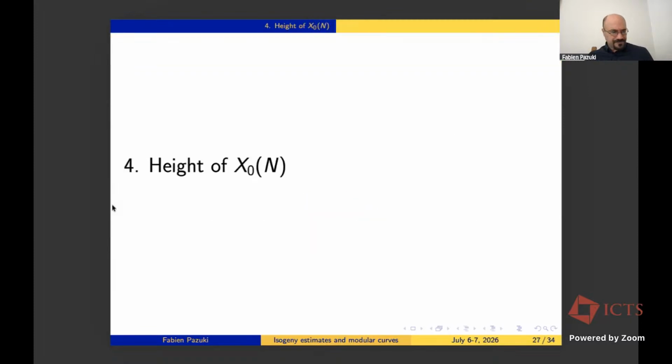And now we can finally reach the final section. So I'm going to talk about the height of X_0(n). But now I know a lot of things. So I know X_0(n) is a curve. I know it's projective. I know it has a Jacobian. So there's an abelian variety in the game. So I can actually attack this question of height from various angles. And that's what I'm going to do. Of course, I'm going to use help from colleagues.